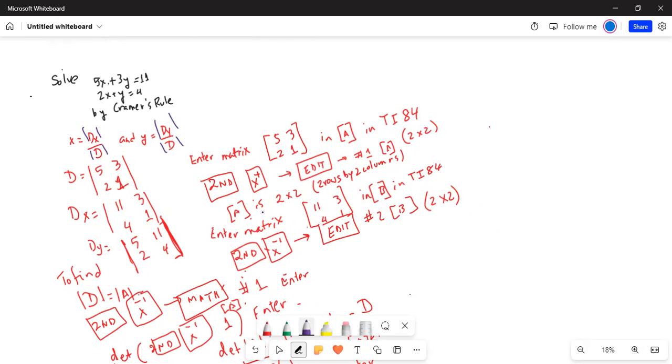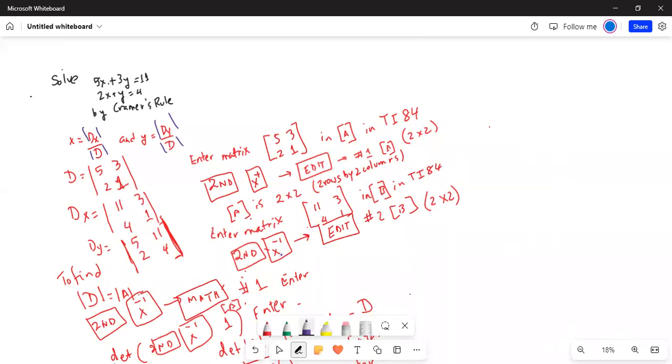Now determinant D is basically the xy coefficients of the two equations. So the components of the matrix D are 5, 3, and 2, 1, which are the coefficients of x and y in the two equations. Then we enter matrix 5, 3, 2, 1 in matrix A in the TI-84.